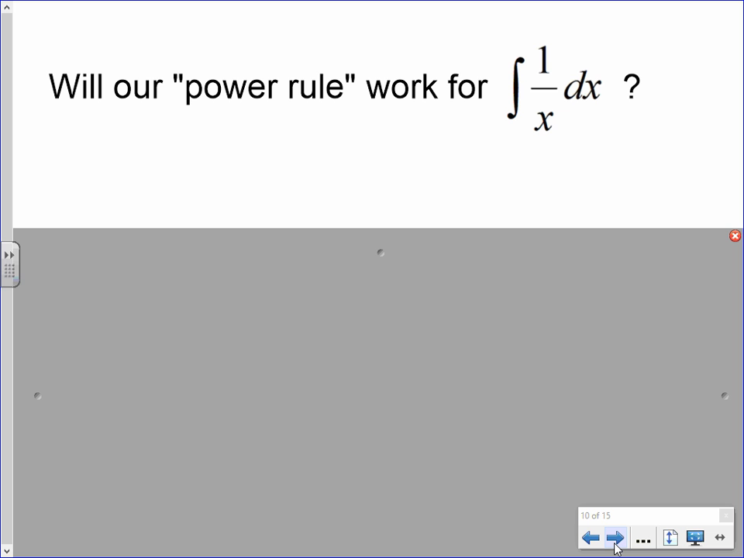Okay, why is the power rule not going to work out? You get x to the 0, right? And then trying to multiply, it's not going to work. Okay?